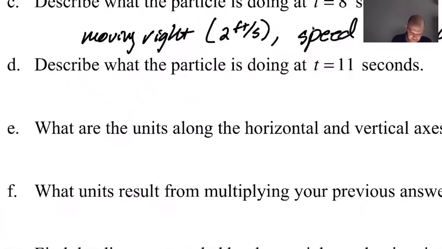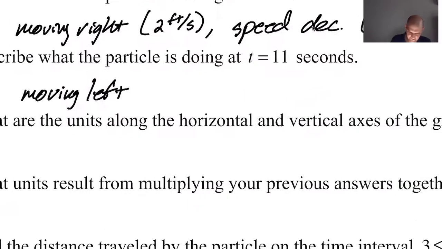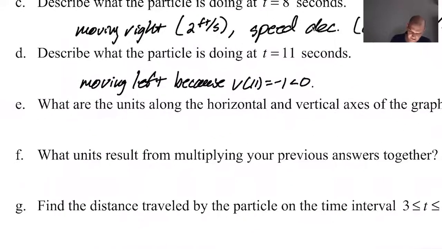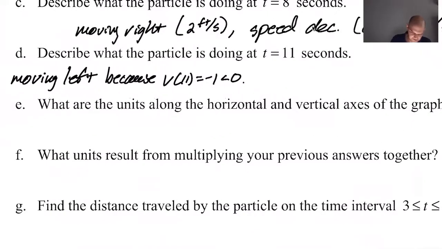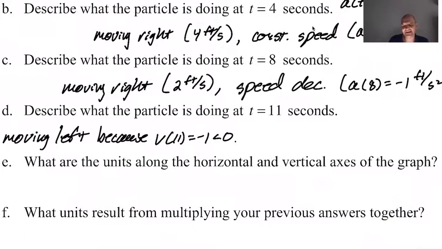So here we said you're moving to the left because v of 11 equals -1, which is less than 0. This is a better answer than the previous ones that I've given, because I think I'm justifying it better. I mean, I put the velocity, but I didn't like that. But this time I forgot the units, so give and take.